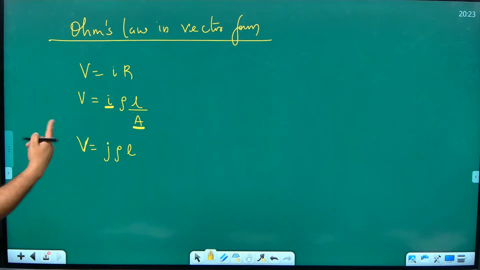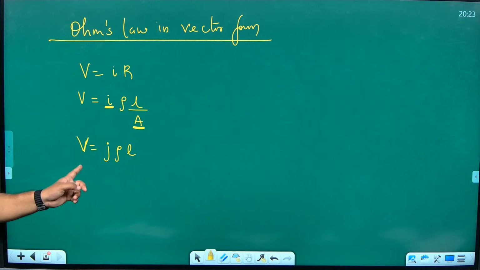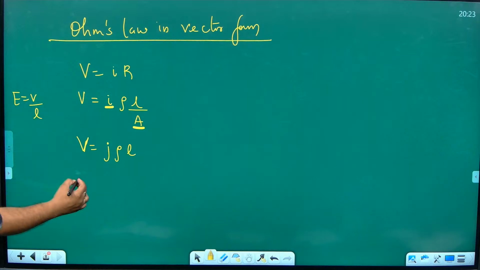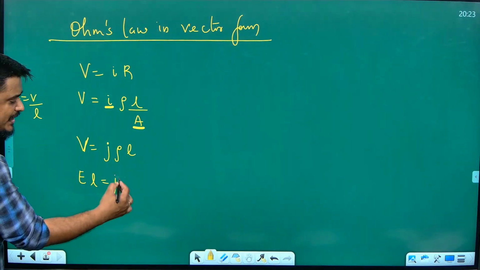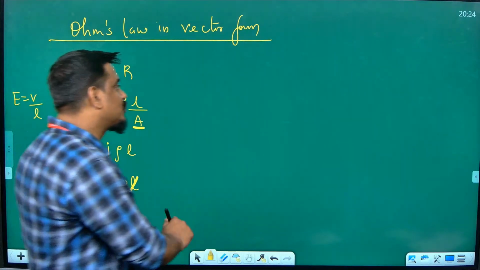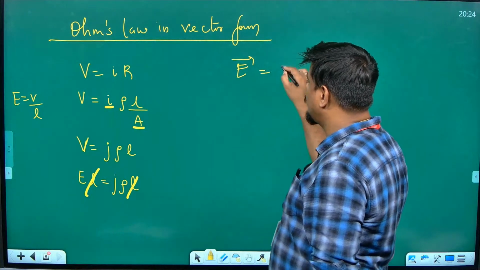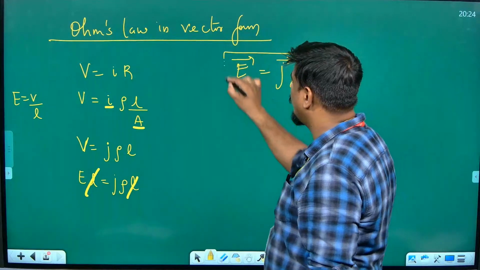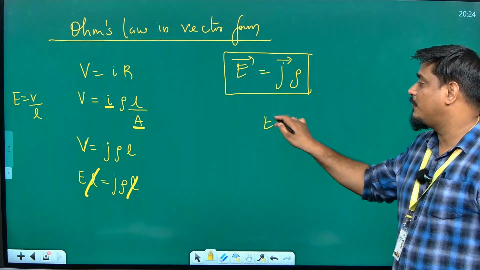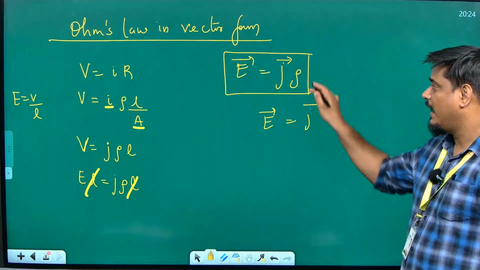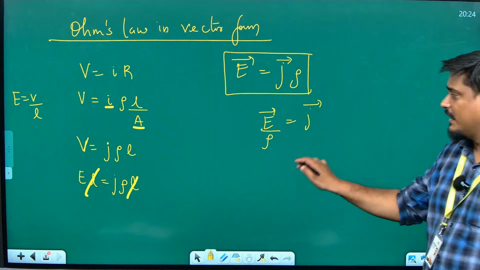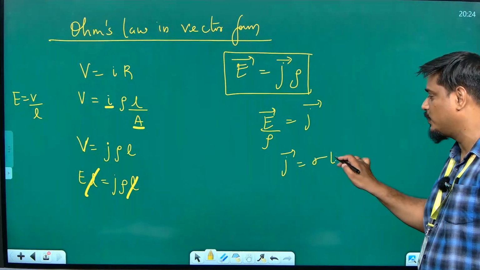V can be written as E into L. See, potential is scalar, but I know that electric field is equal to electric potential by distance. So I can write V as EL, which is equal to J into rho into L. L gets cancelled. So I will get E vector is equal to J vector into rho. This is called Ohm's law in vector form. Some books can also write E vector is equal to J vector, and I'll bring the rho here. So 1 by rho will become what? Sigma, conductivity.